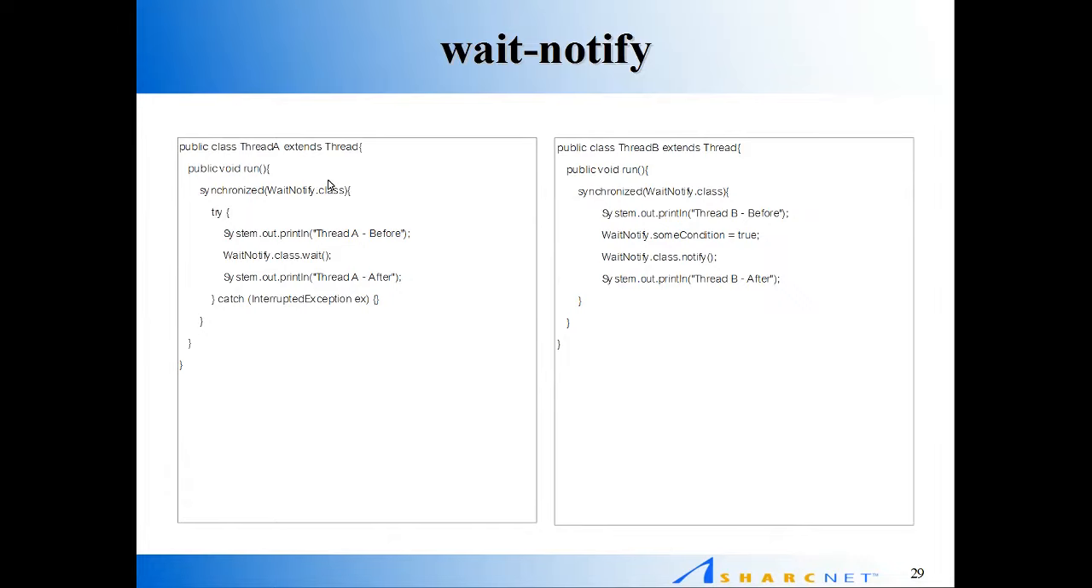So thread A will print something out while in a synchronization block, and it will be waiting for someone to notify on that object. Class B will lock after the wait has been called. It will set the condition, it will call notify, and then it will exit the synchronization block, at which point A will wake up, continue with what it wants to do, and exit.